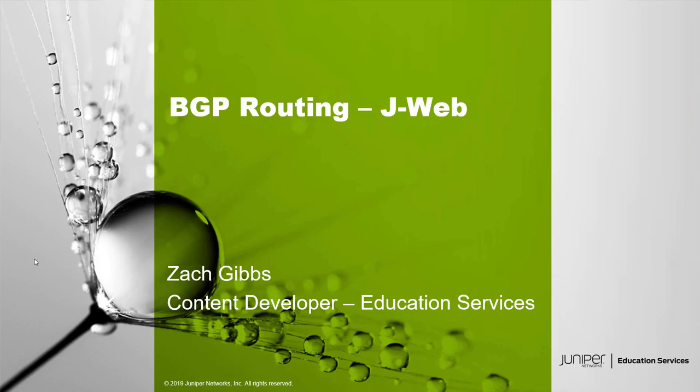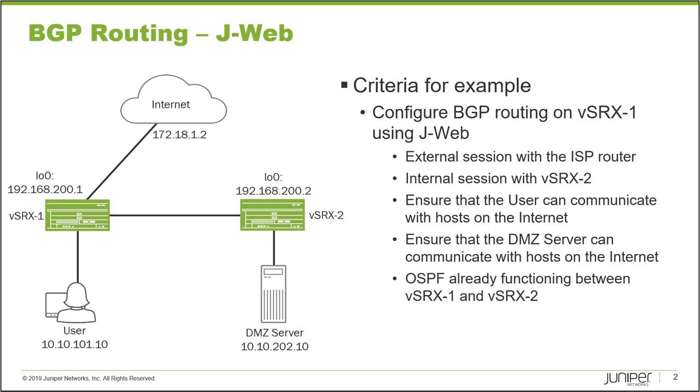And today we will be discussing the BGP routing JWeb Learning Byte. So here is the example on the slide. On this slide, we have two different devices, vSRX1 and vSRX2, that we'll need to configure BGP on. Well, actually, BGP is configured already on vSRX2, and we will only be configuring BGP on vSRX1 for the sake of time.